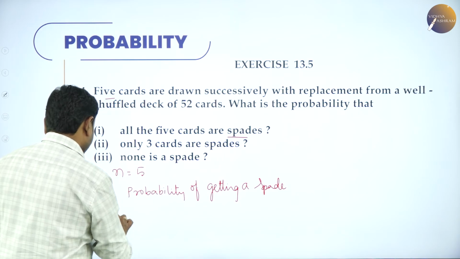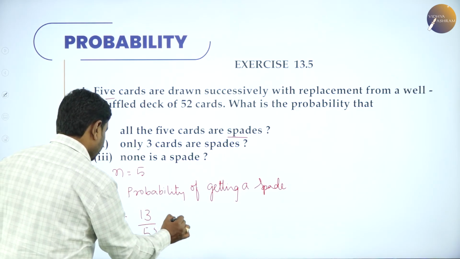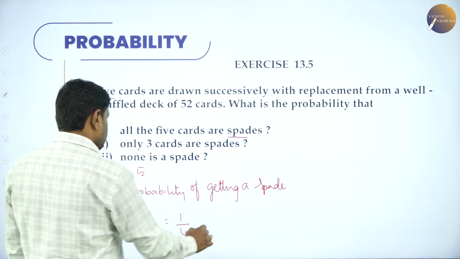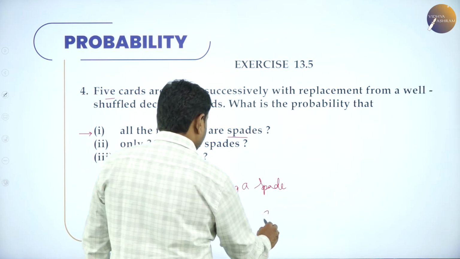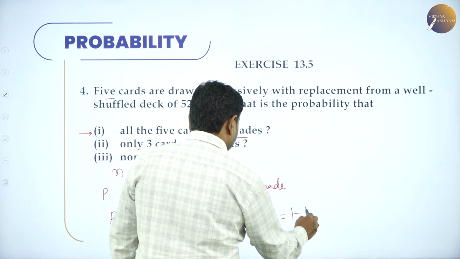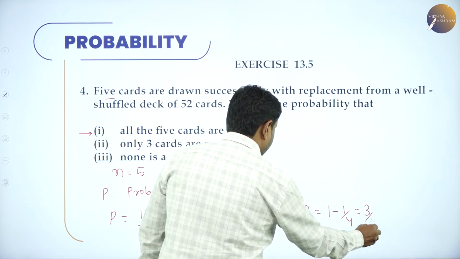What is the probability of getting a spade? We'll have 13 spades out of 52 cards. 13 by 52: 13 ones are 13, 13 fours are 52. So P is 1 by 4. And now you can calculate Q. What is Q? Q is 1 minus P. That is 1 minus 1 by 4, which is 3 by 4.